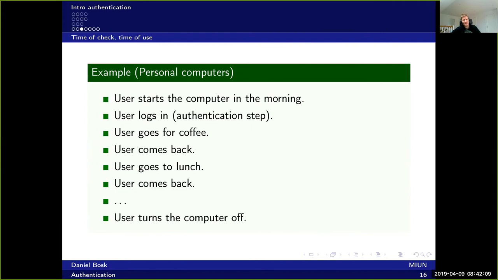So here we see that we had an authentication step here in the morning, just after the user turned on the computer, then the user left. So there might be someone else who can get access to this computer, but the computer wouldn't see the difference.